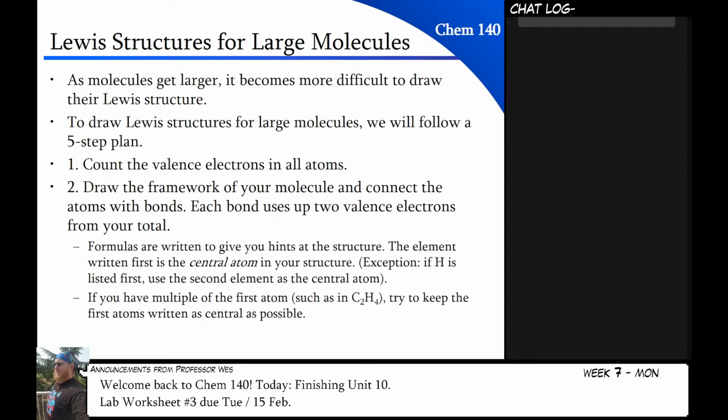The second step is that we're going to try and establish some sort of framework. We're going to take our atoms and we're going to arrange them on our paper in a way that makes logical sense. Something needs to be connected in the center to everything else, and that atom is going to be the one that's listed first. So this is important to note. There is an exception. If H is the first element, use the second element as the central atom, because H can't be a central element. H will only bond to one thing.